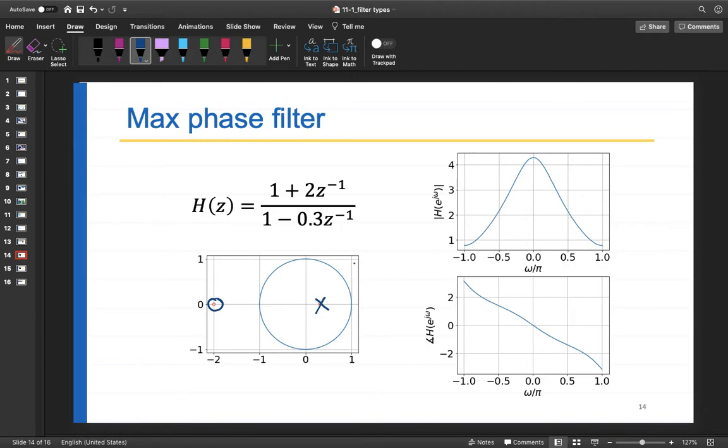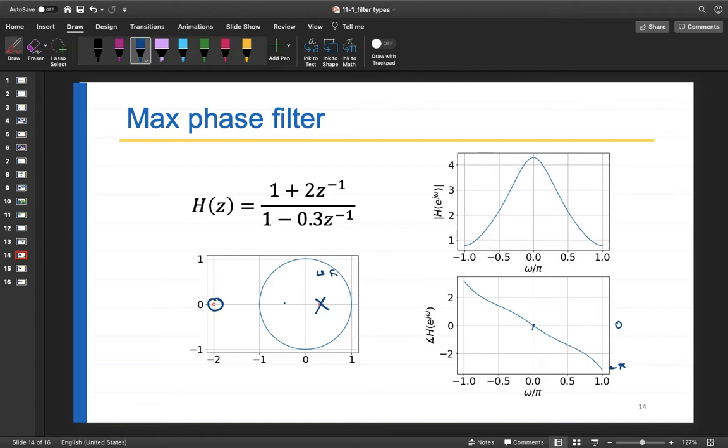Now, what happens to the phase response? The phase response here, if you have to start from here, because this is a zero. When you're here, the phase response is 0 degrees. And then as omega increases in this direction, when it finally reaches here, your phase becomes minus pi. So phase is 0 here, and then it becomes minus pi when it reaches here.